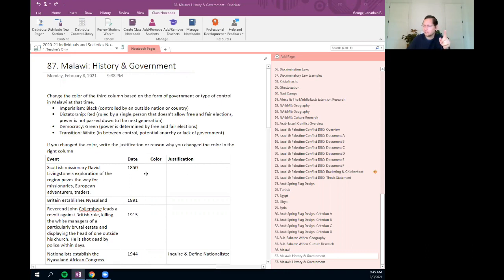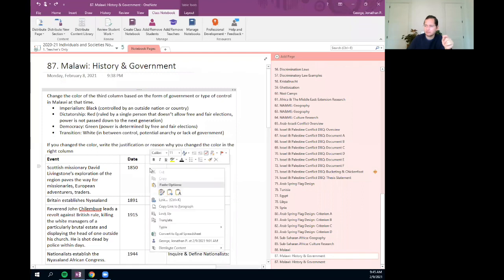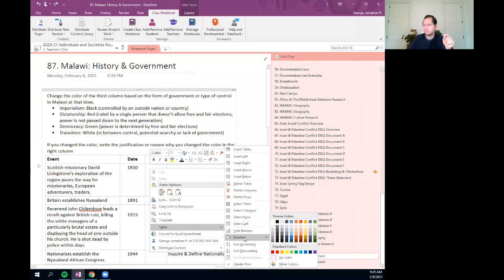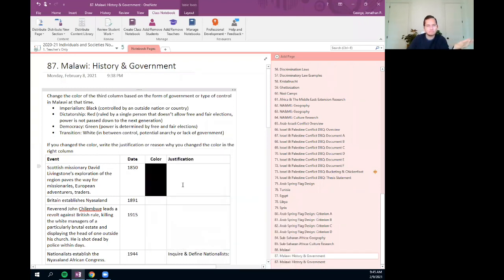There are a few ways you can do this, colors. I don't know what it's going to look like on your Chromebook specifically. But if I'm looking at this, I'm going to right click and go to table, shading, and there I can change the color. If I feel like it represents imperialism, I can turn it black like that. That's one thing you can do.